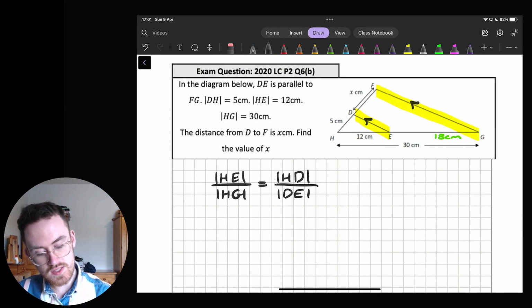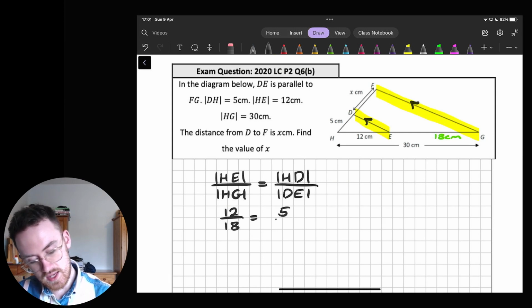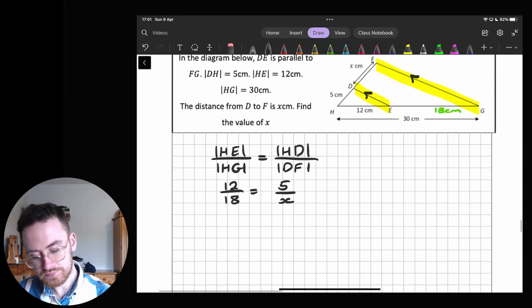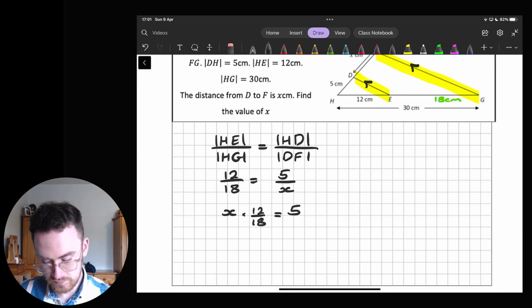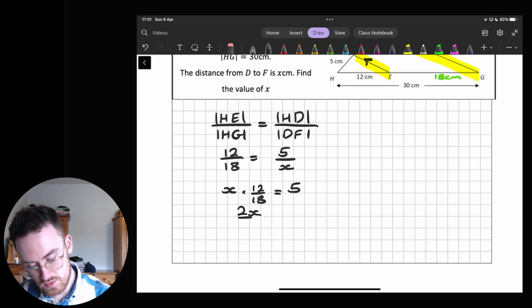And we can sub in the parts that we know here. So we know this is 12 and we know this is 18. We know that HD is 5 and we know that DF is x, which is what we're looking for. So what we could do here is multiply this x up here. So it's x multiplied by 12 over 18 is equal to 5. 12 over 18, we can simplify in our calculator, 2 over 3, so we get 2x over 3 is equal to 5. 2x is equal to 15, so x is equal to 15 over 2 or 7.5 centimeters.